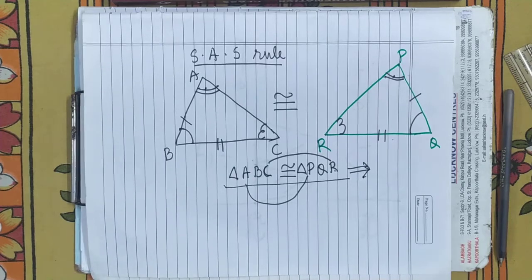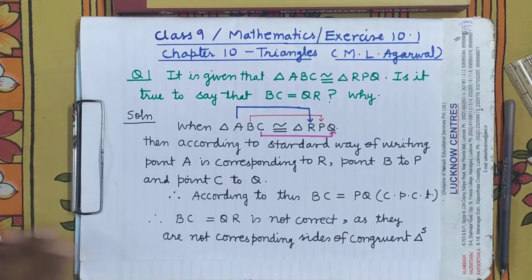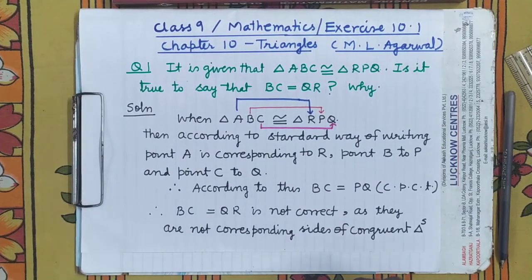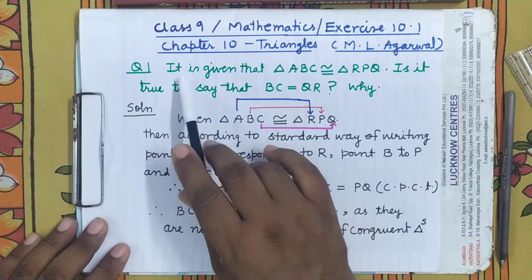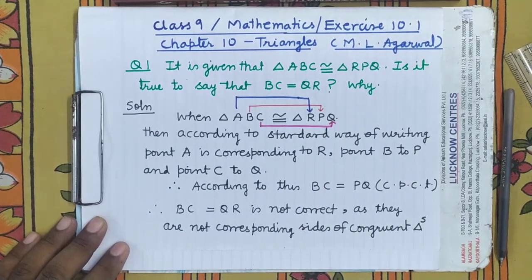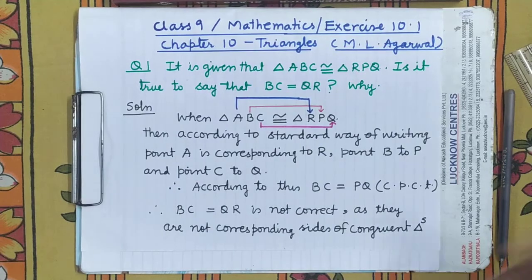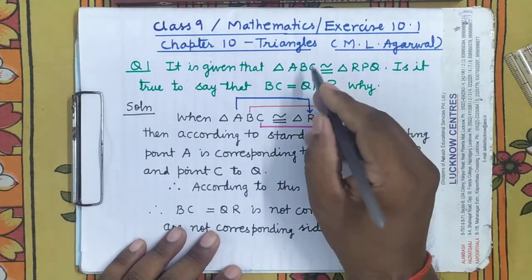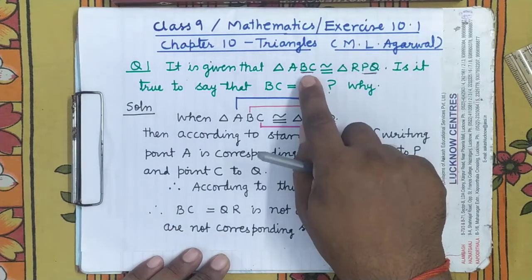Now, today we will do the questions of exercise 10.1, which are based on these two rules of congruence. Is it clear? Here is the first question of exercise 10.1. It is given that triangle ABC is congruent to triangle RPQ. Is it true to say that BC equals QR? Very simply, you can see here what is in place of BC. It should be equal to PQ. BC will be equal to PQ.